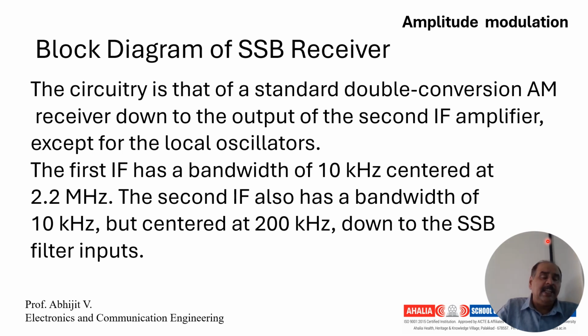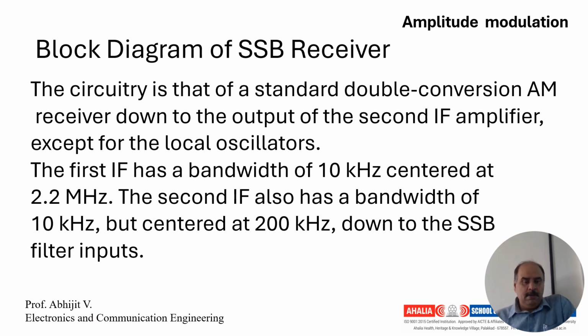Now in this case, what we are going to study is intermediate frequency or IF amplifiers. An IF amplifier is an amplifier which amplifies a particular band of frequencies. That particular band for the first one is defined to be 10 kilohertz, and the midpoint or center point for the first one is 2.2 megahertz. So it will be somewhere between 1.2 megahertz to 3.2 megahertz, not exactly, but something like that. For the second IF, you still have a bandwidth of 10 kilohertz, but it is centered around a very low frequency, that is 200 kilohertz.